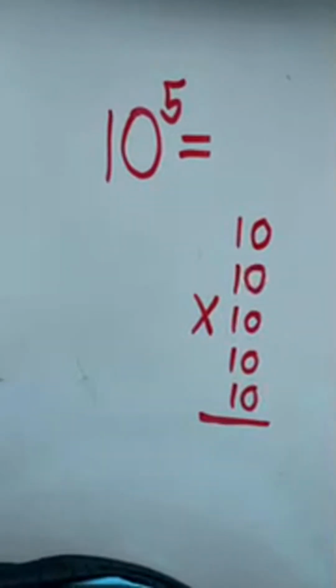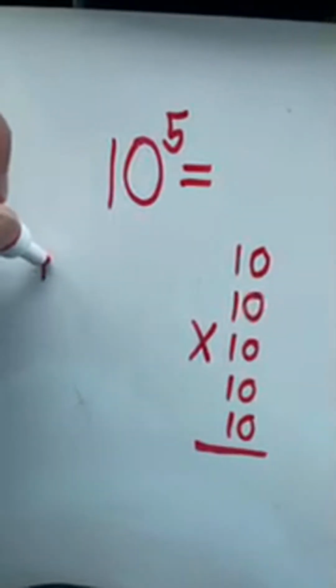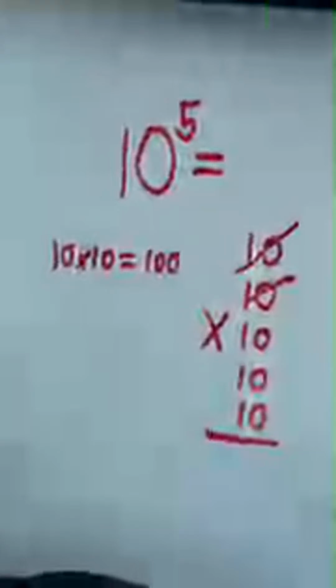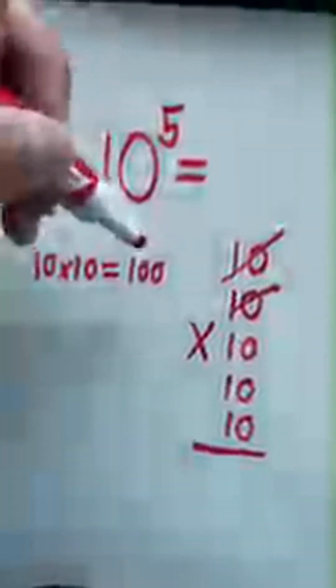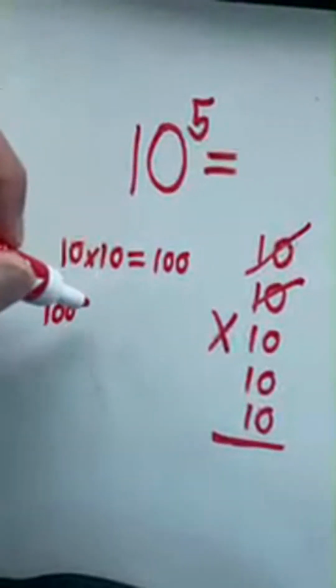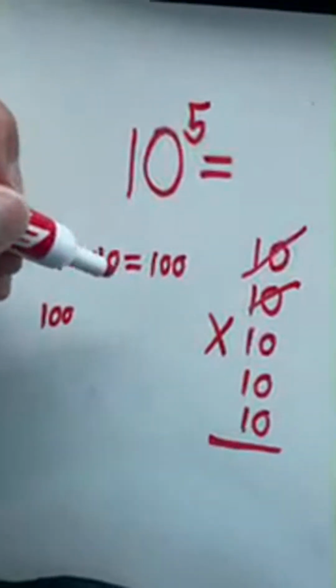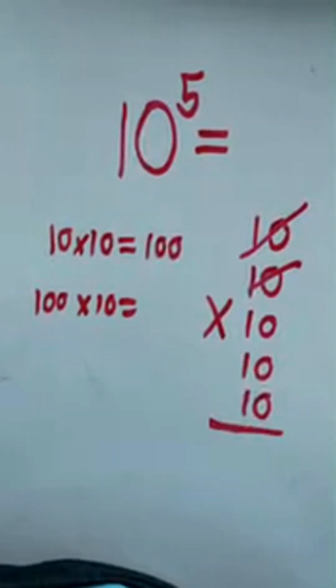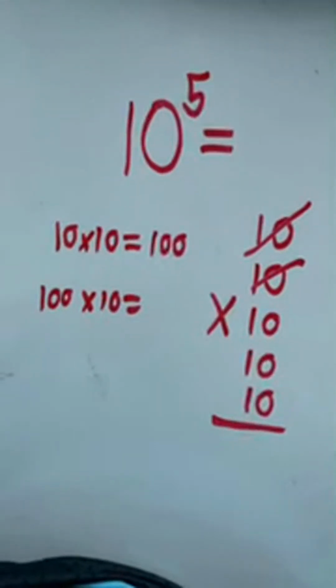So we are multiplying 10 5 times. So start out, we're going to multiply 10 times 10. 10 times 10 equals 100. So far we have multiplied 10 twice. Now to multiply 10 a third time, we have to multiply the product from our previous answer. So now we have to multiply 100 times 10. We started with 10, we multiplied that times 10 and got 100. So now we have to multiply 100 times 10. 100 times 10 equals 1,000.